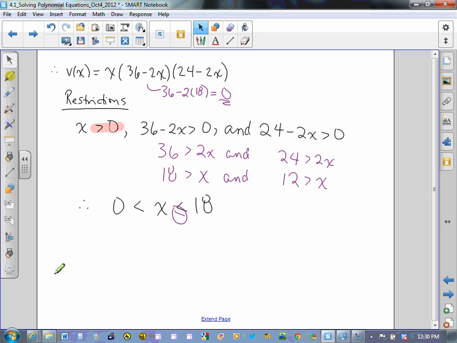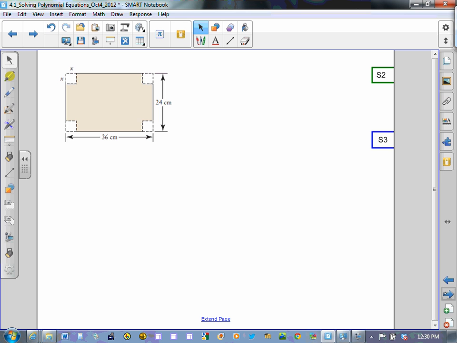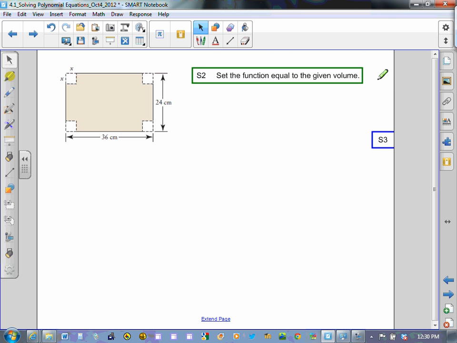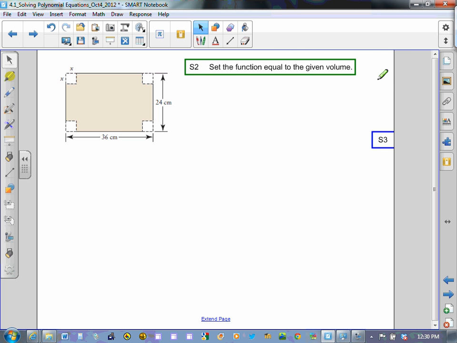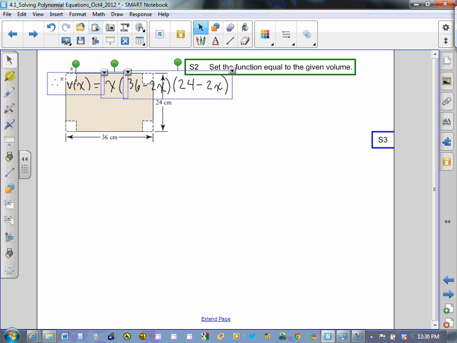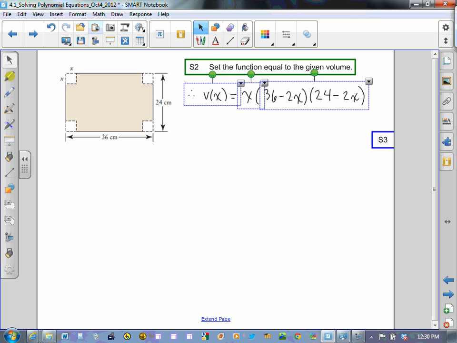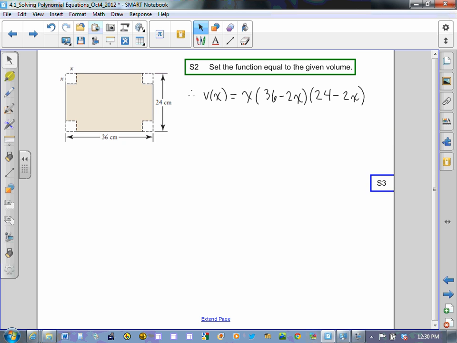So now that we have the restrictions set in place, the function equation is set, we're now in a position to use that equation. Let's do that. Okay. So let's set the function equal to the given volume. So I'm going to bring that function equation into place here, and we're going to set it equal to the volume. So the volume given was 748.